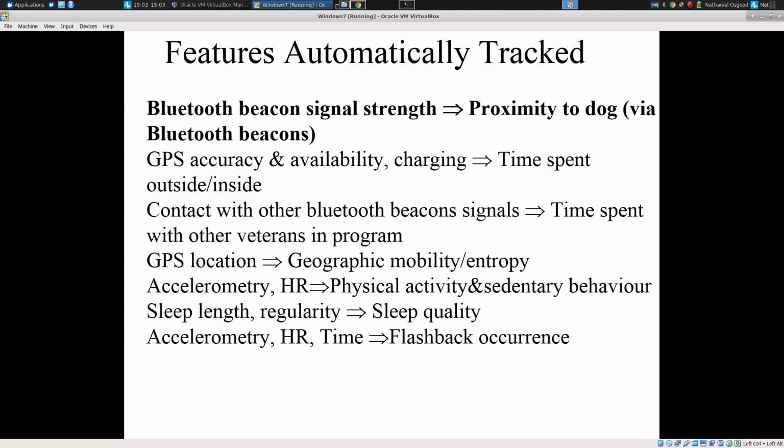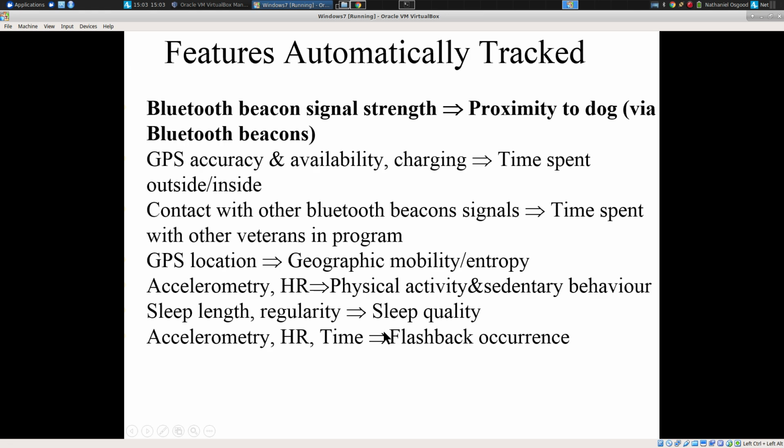We can also look at accelerometry and heart rate from the Fitbit for physical activity and sedentary behavior. Sleep length and regularity, we can get an understanding of their sleep quality following the dog and compare it with what was in place before they went through this training program. And with accelerometry, heart rate, and time, we can understand something on a less fine-grained level about flashback occurrence.